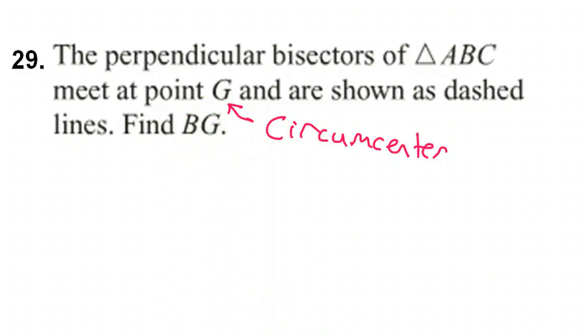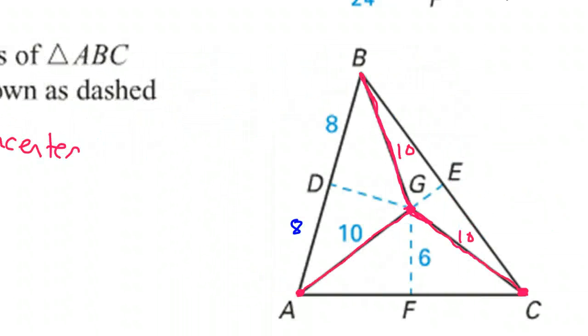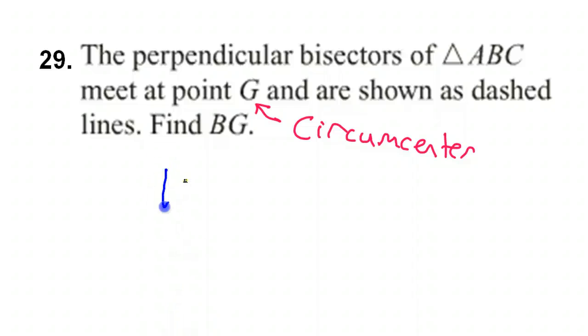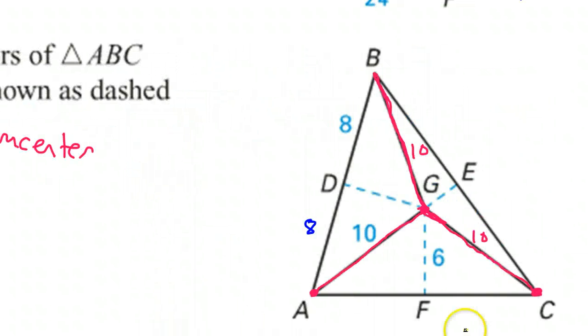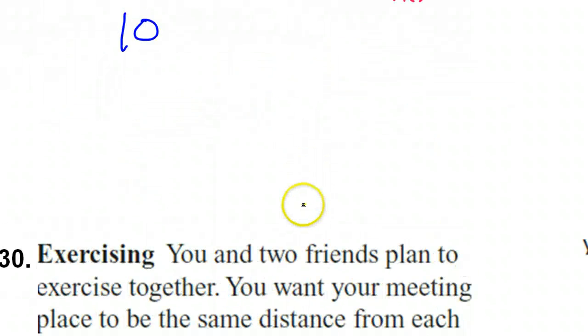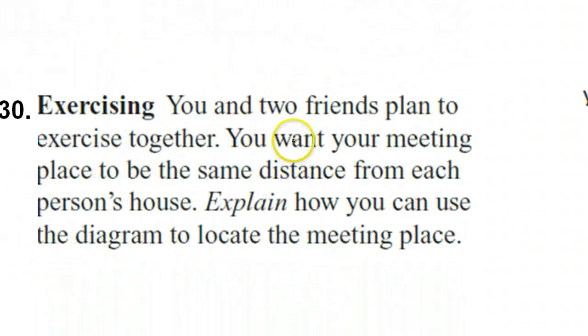Find BG. Our goal is to find BG. BG is 10. That's it. Kabam. It's the circumcenter, so all three of these distances are the same. Is that it? Yeah, I guess that was it.